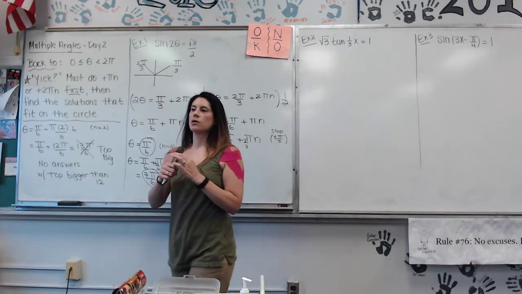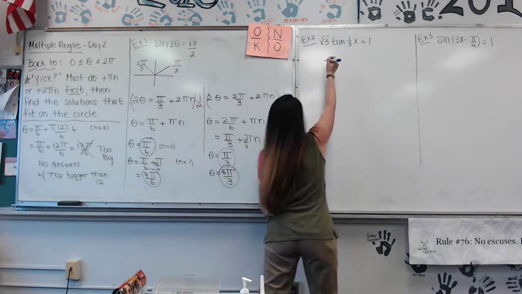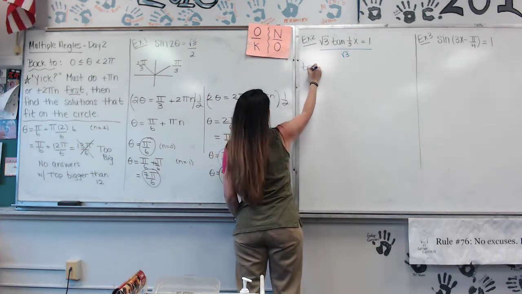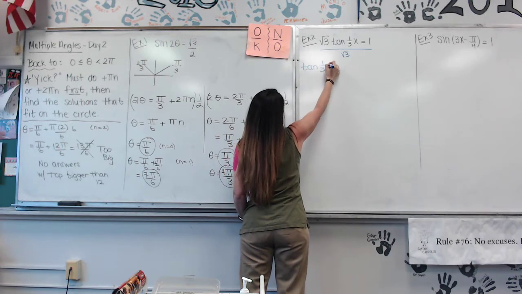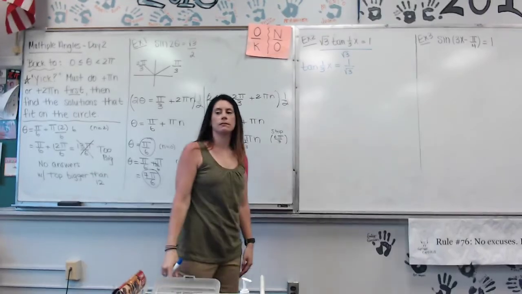All right. So in all of the problems, remember you have to get the trig function by itself. So I'm going to first divide by radical 3. So this will be the tangent of 1/3 x equals 1 over radical 3.